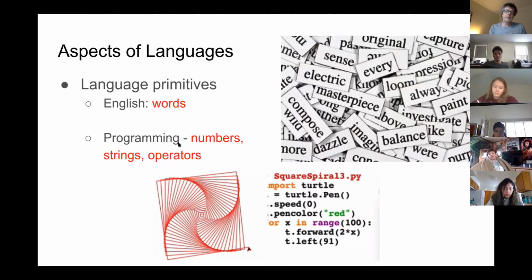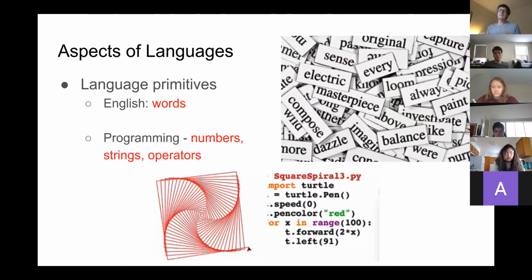In programming, instead of words, we do have words, but we have different types of words. We have numbers. We have things called strings, which are like words. Those are characters. And we have something called operators, which are things like plus and minus and equals, which tell us what to do with other things, okay?